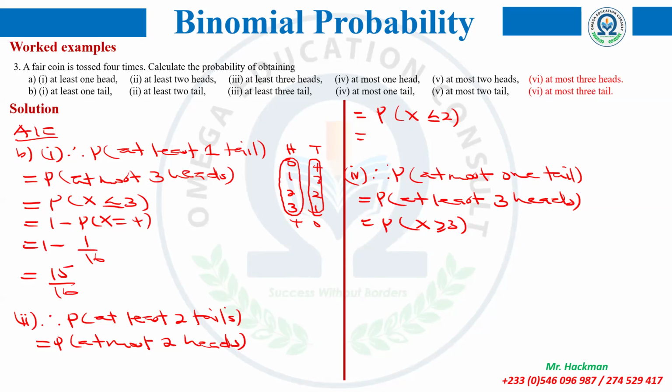Okay, the last one. V, you can continue. So V will be, therefore, P, what are we looking at? At most 2 tails. It's in terms of the failure, so let's change. That will give us at least 2 heads. Do you agree?